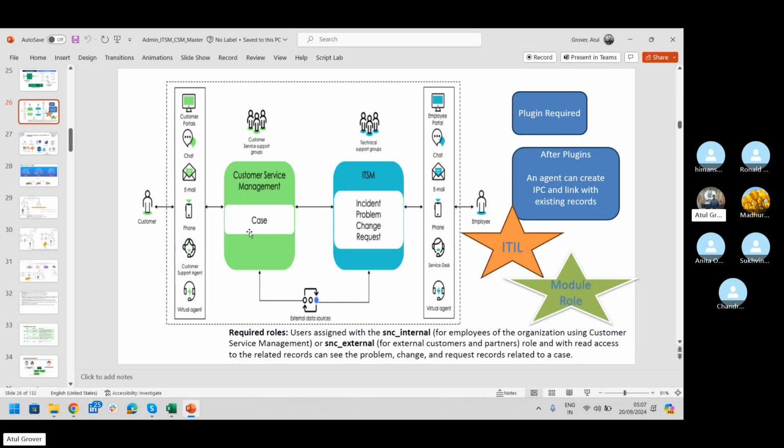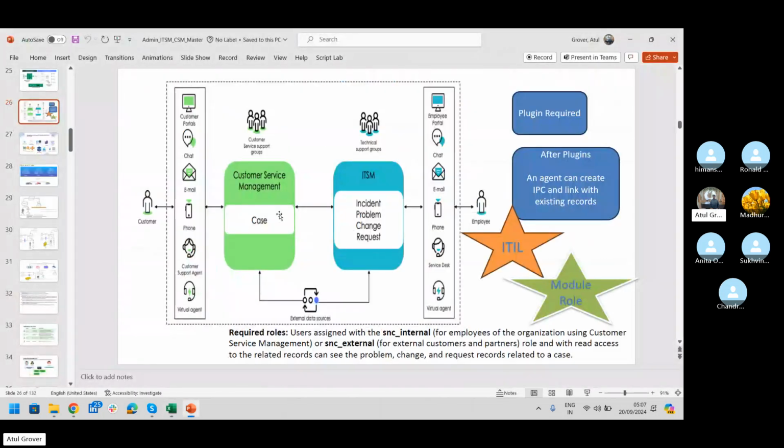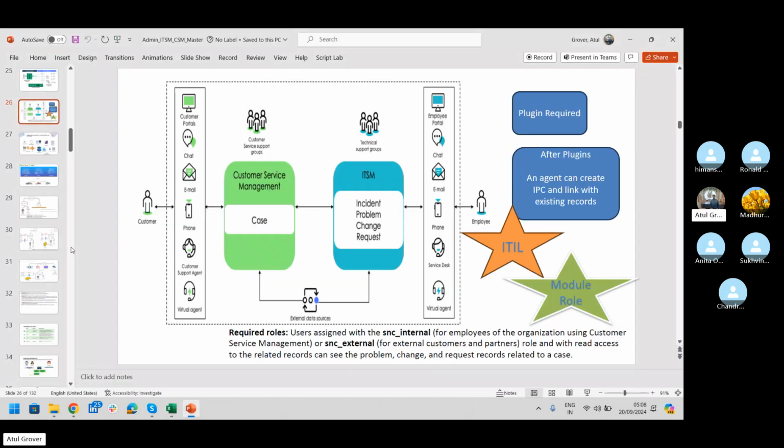My understanding says if you have a CSM license, then the ITSM license will work automatically, because that is a super license. If you're using CSM and integrating with ITSM, then only the CSM license will work. But I want you to find out this answer also. Second point. Third point, which comes is this one: what are the plugins required for CSM and ITSM?